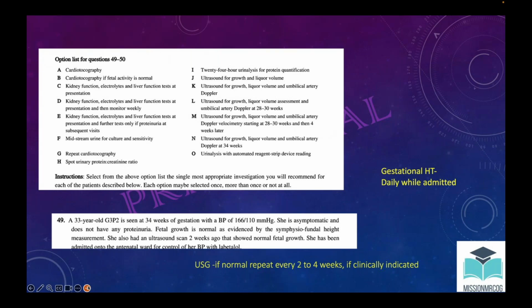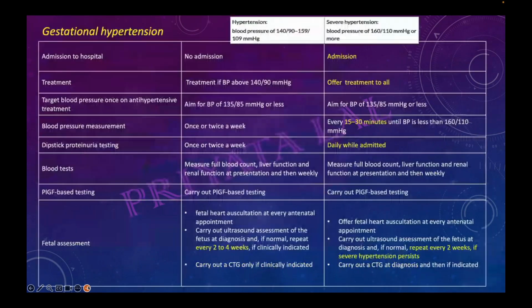When gestational hypertension is admitted, then daily monitoring of blood pressure is to be done. And if the USG is fine, then repeat USG will be done every 2 to 4 weeks if indicated. This is according to the new guideline. So a better idea is to remember the new guideline. So this is the management of gestational hypertension. The patient is admitted.